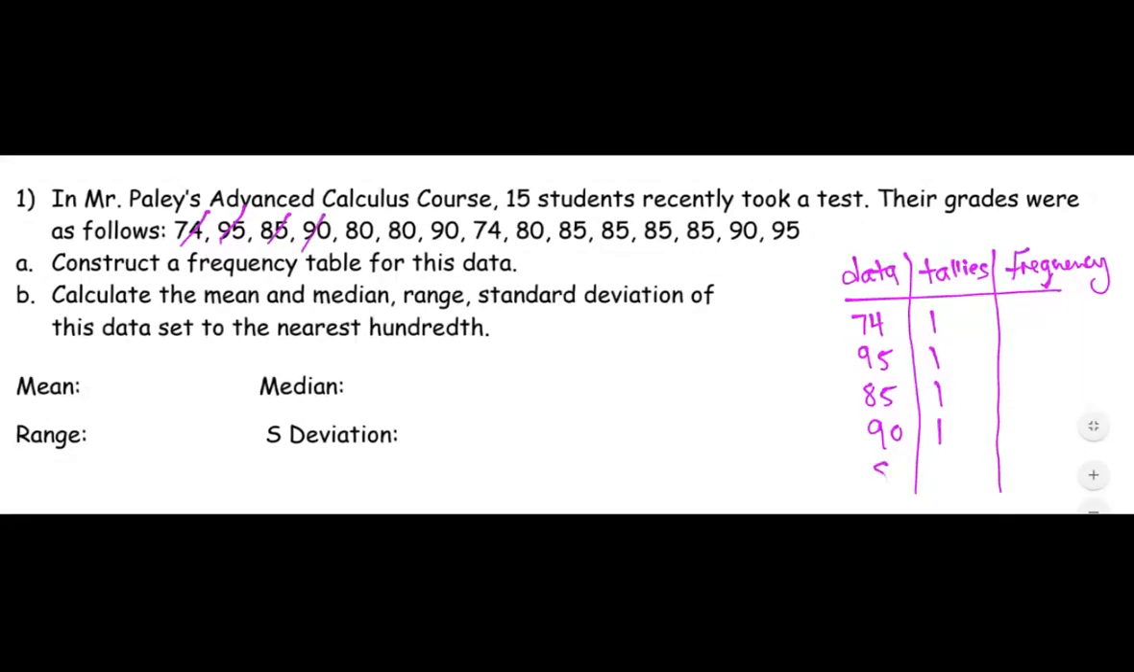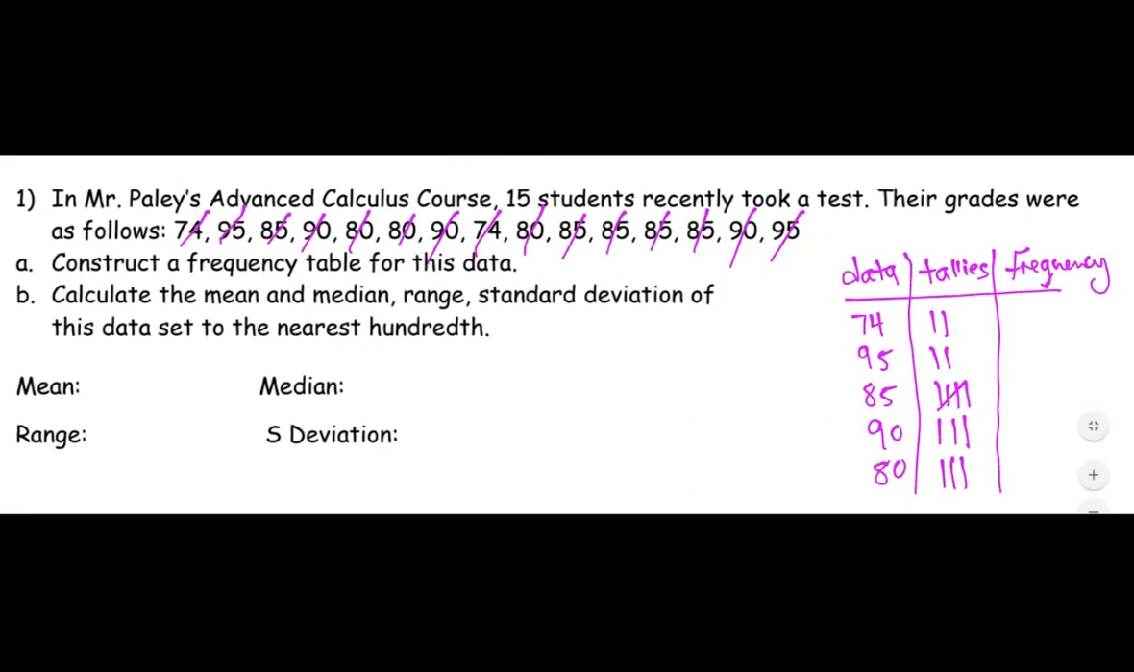I have 80. I have 80 again. 90 again. 74 again. 80 again. 85. 1, 2, 3, 4. And I have 90. And I have a 95.